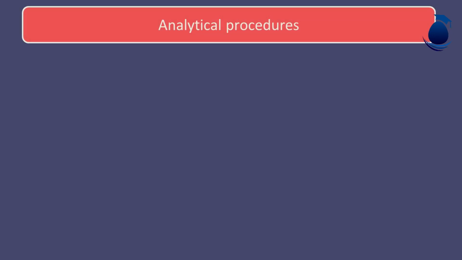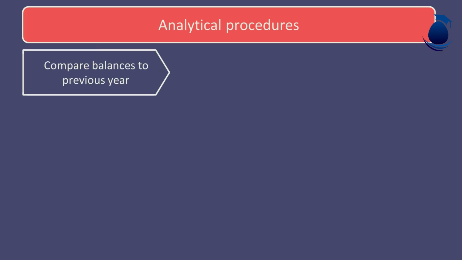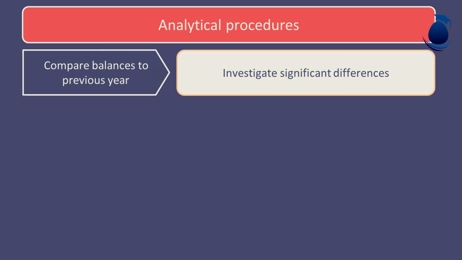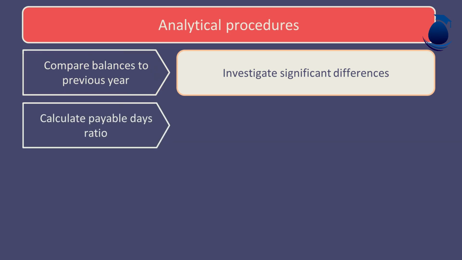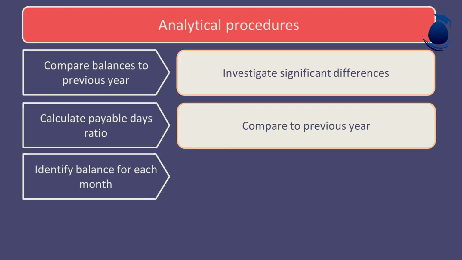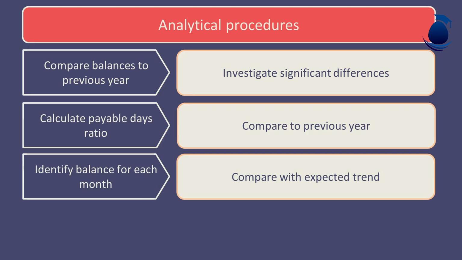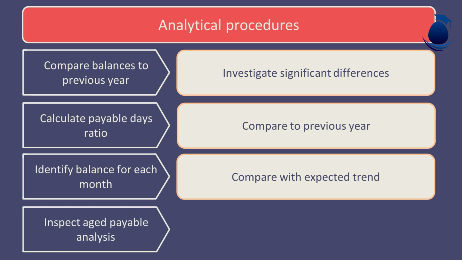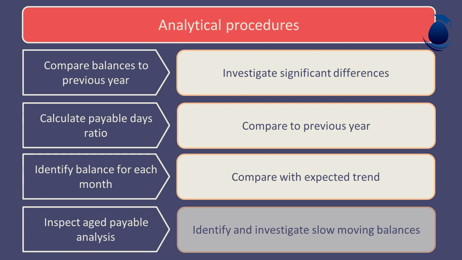There are a few analytical audit procedures that can be carried out on the trade payables balance. These include comparing the balance to the previous year and investigating any significant differences, calculating the payable days ratio and comparing to the previous year, identifying the trade payables balance for each month and comparing the level of payables to the expected trend of the company, and inspecting the aged payables analysis. In particular, identifying the old and slow-moving balances and investigating these with the client.